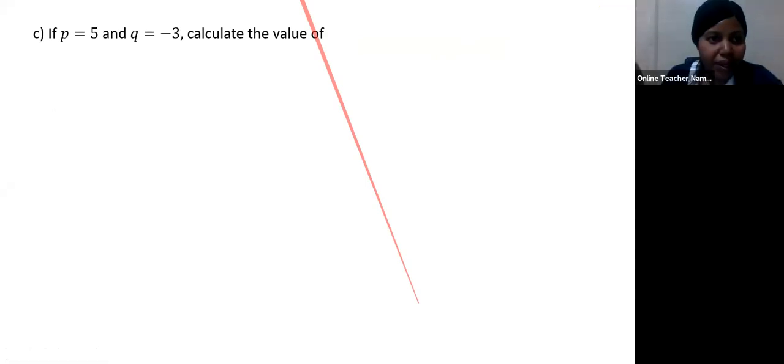Part C. If P equals 5 and Q equals -3, calculate the value of 5P minus 3Q. Who can expand that? I want someone to expand that. Who can expand that?